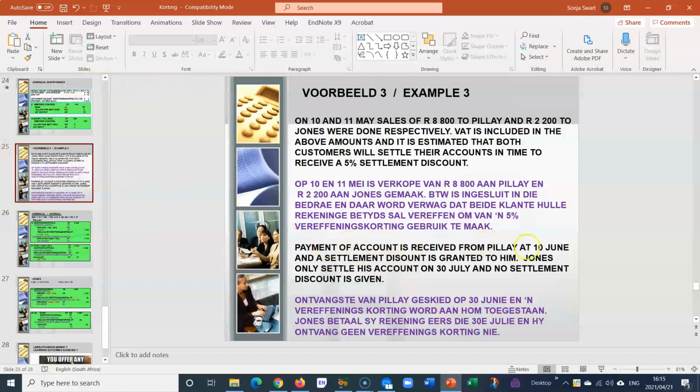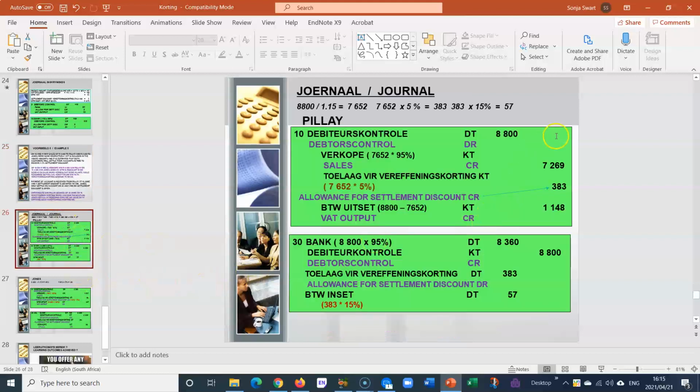Payment of the account is received from Pillay on 10 June and settlement discount is granted to him. So obviously he pays in time to make use of the settlement discount. How much is he going to pay? 8,800 times 95%. So the amount we're going to receive in our bank account equals 8,360. What do we have to take out of his account? We have to take out of his account the full invoice value of 8,800. What is the difference between the two? The settlement discount utilized by him inclusive of VAT.